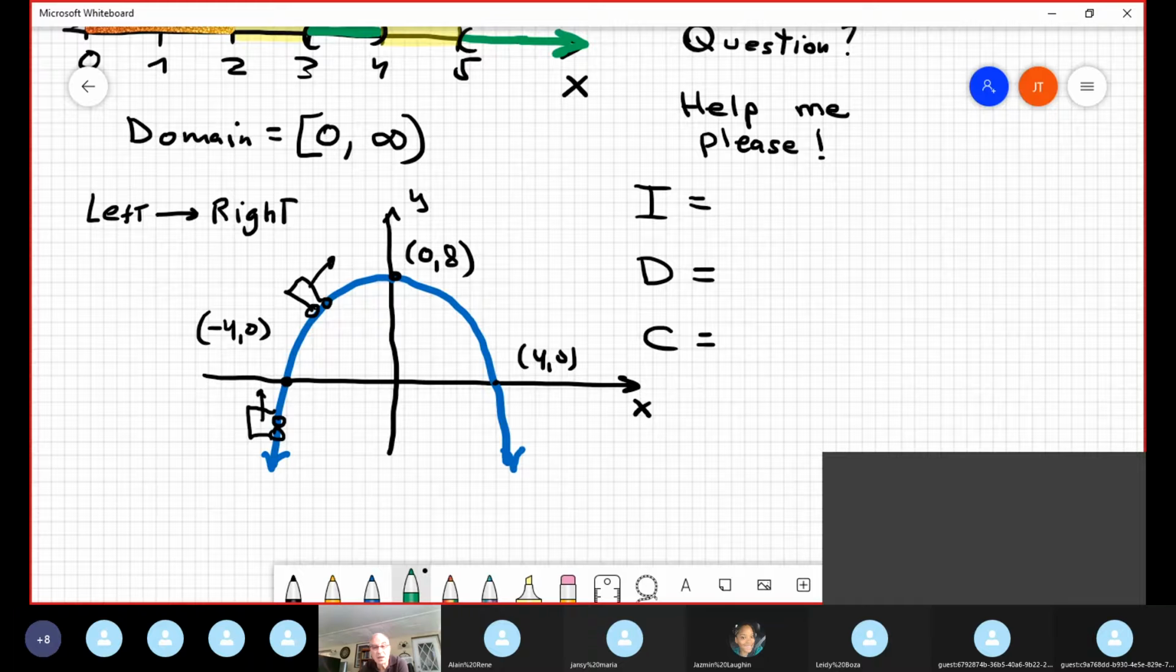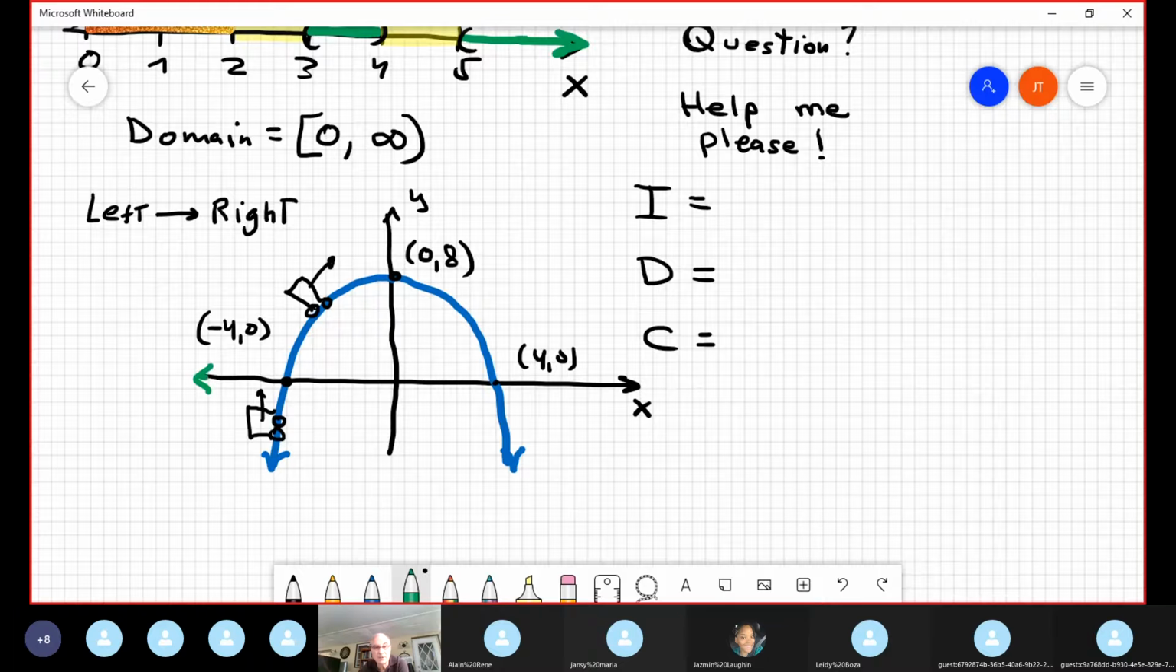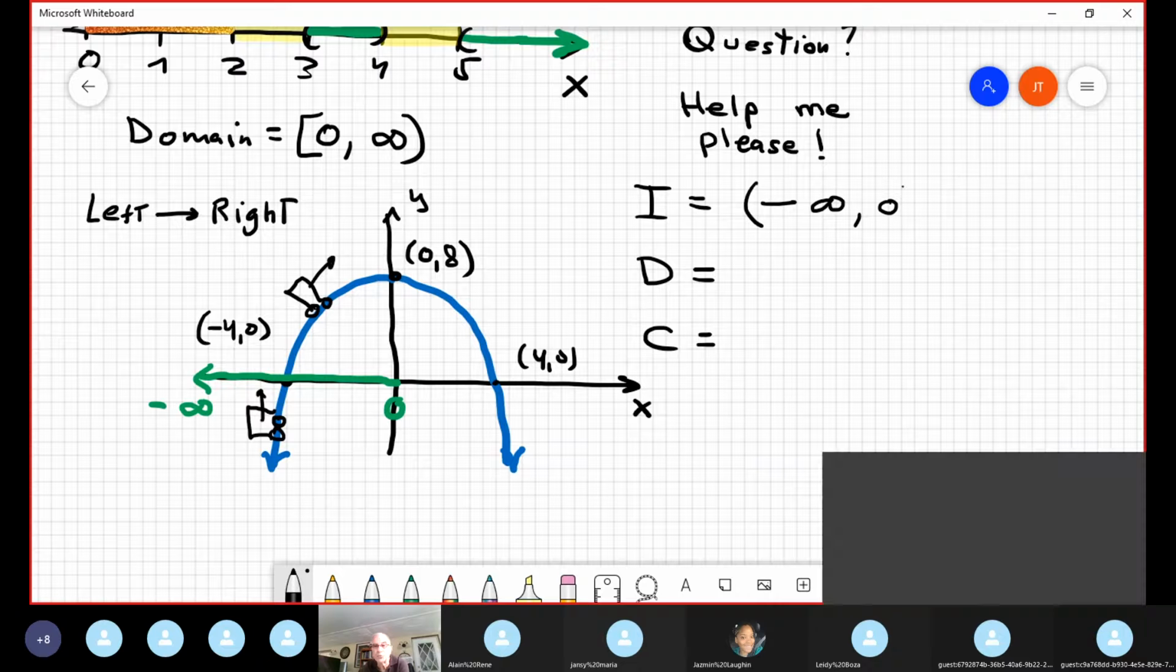is from negative infinity to 0. And when you express it in interval notation, do you include 0 or no? Parenthesis or bracket? What do you think? Parenthesis. Very well.